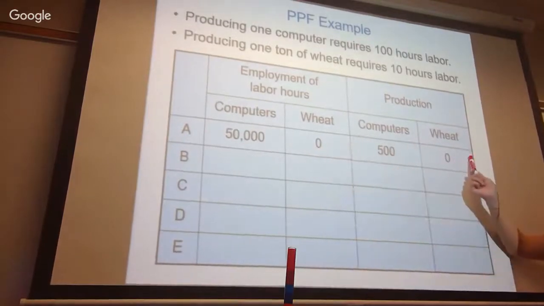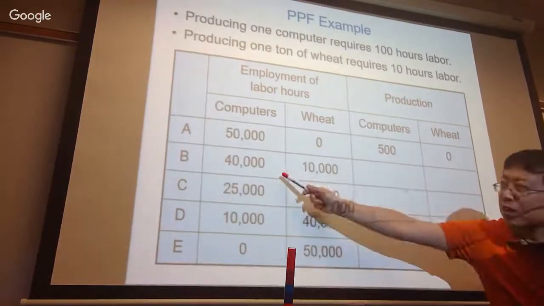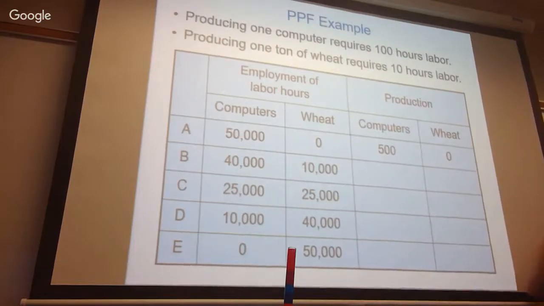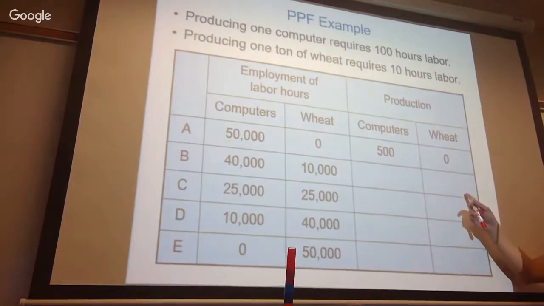So 0 wheat. All right, so for the second combination, for B over here, how many computers are we going to have? 400. How many wheat? 1,000.